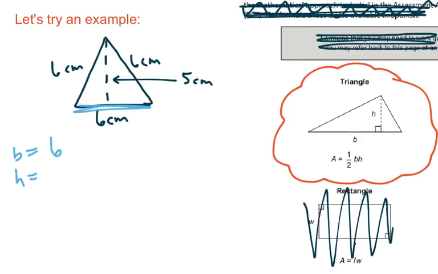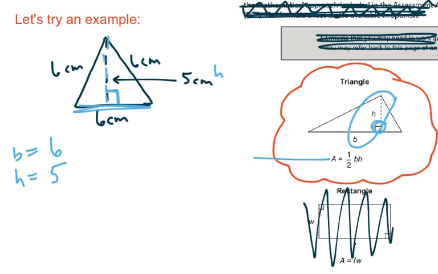You'll notice that there is a dotted line drawn down the middle of my triangle, and that actually is going to create a right angle with my base. This would be my height. The height and the base of a triangle always form a right angle. As you can see over here in the example that's on your formula sheet, you'll see the base and the height always form that right angle.